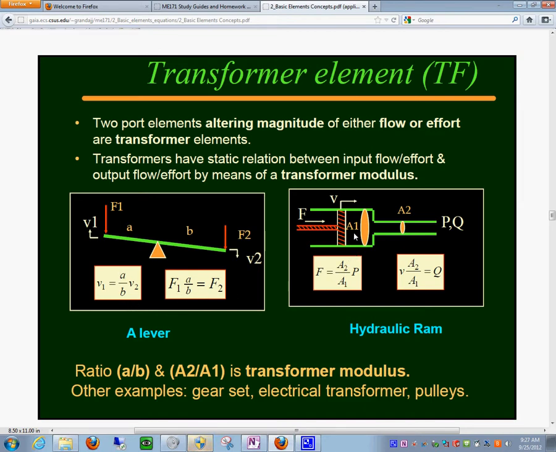And in this case, that transformer modulus that relates the force to the pressure is the ratio of the two areas. Same thing here. The one that relates the velocity to the volume flow rate is the ratio of the two areas. So a transformer is a power conserving element that transforms effort into effort or flow into flow.